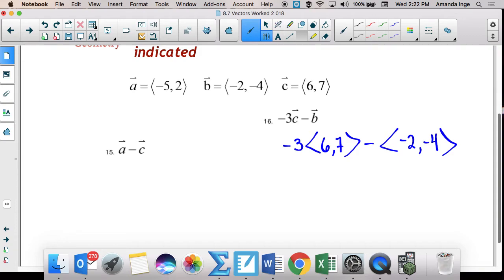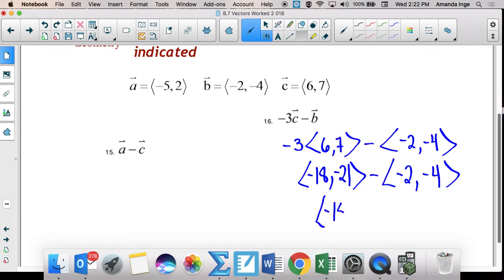So like I said before, you got to multiply by the scalar first. So negative 3 times 6 is negative 18, and negative 3 times 7 is negative 21. We're subtracting vector b, so that's negative 18 minus a negative makes it plus, and negative 21 minus a negative makes that plus. So we get negative 16 and negative 17. How'd y'all do?